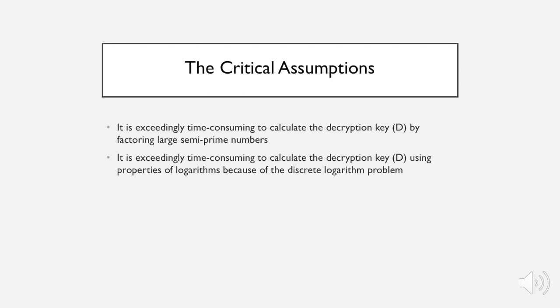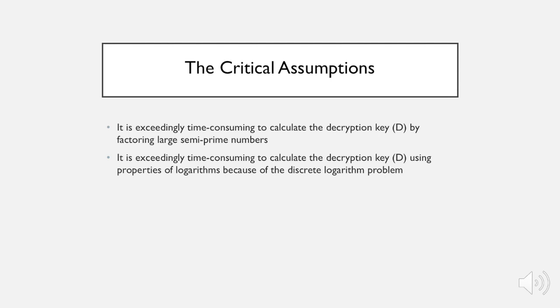First, it is exceedingly time-consuming to calculate the decryption key d by factoring large semi-prime numbers. Second, it is exceedingly time-consuming to calculate the decryption key d using properties of logarithms because of the discrete logarithm problem. If the decryption key d was accessed by a person other than the key generator, then this person would be able to intercept secret encrypted messages meant for the key generator and decrypt them using the intercepted value of d. RSA remains formidably strong because accessing the decryption key by semi-prime factorization or logarithmic properties both prove to be too time-consuming to be pursued realistically.